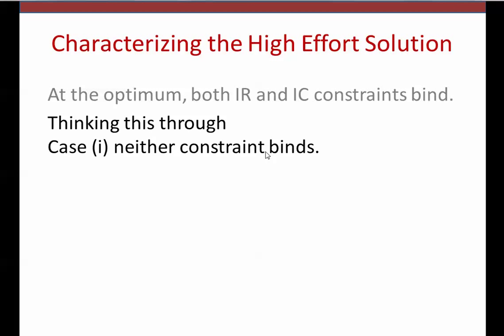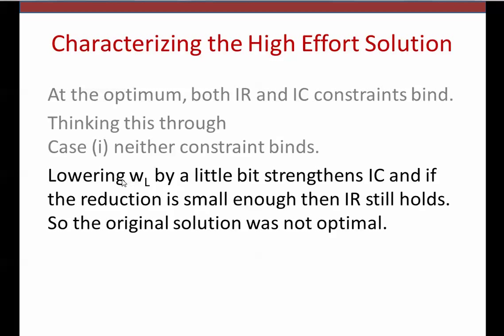Look at the first case where neither constraint binds. Then you can lower WL, the payment in the low output state, by a little bit. That strengthens incentive compatibility, so the agent will still take effort. And if the reduction is small enough, then IR still holds. But now you've lowered expected payment to the agent, and you've satisfied both constraints, so the original solution was not optimal. That handles case 1.